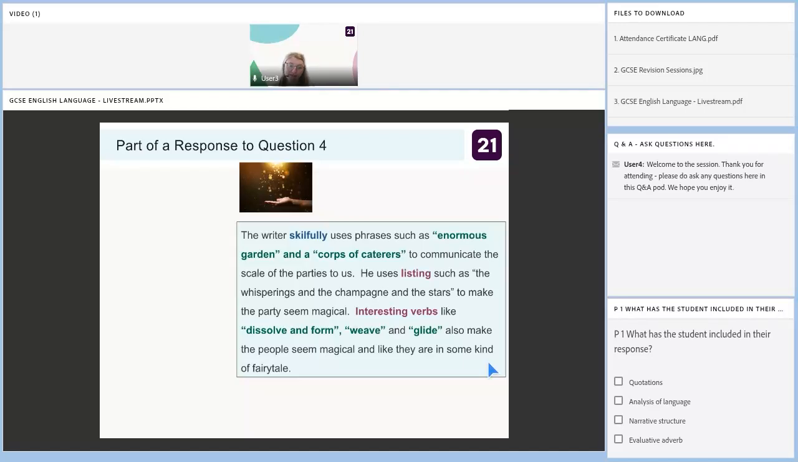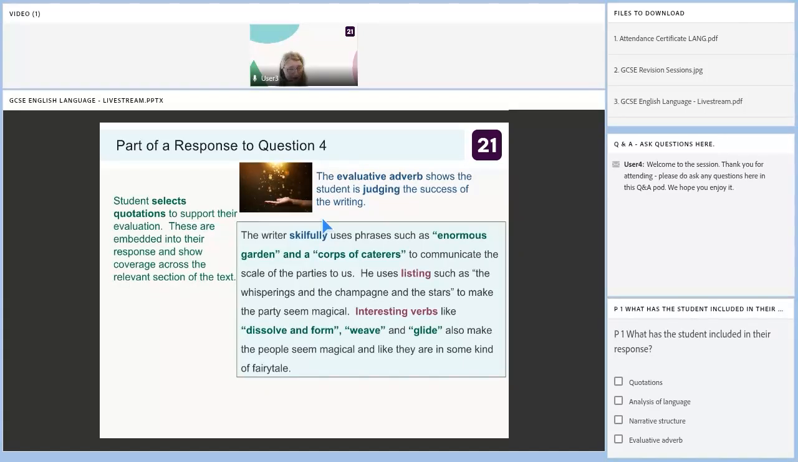So lots of you are voting. So they use evaluative adverbs. So words like skillfully. I was marking a student's work today, one of my year 11s, and my target for them was to try and use some evaluative adverbs. So showing that you're answering that question.